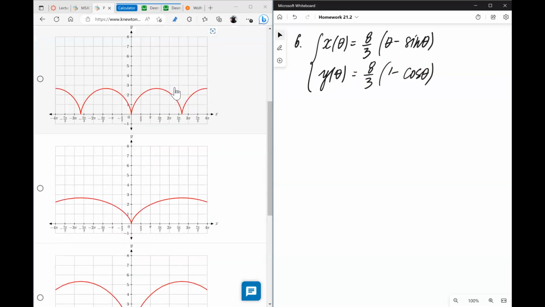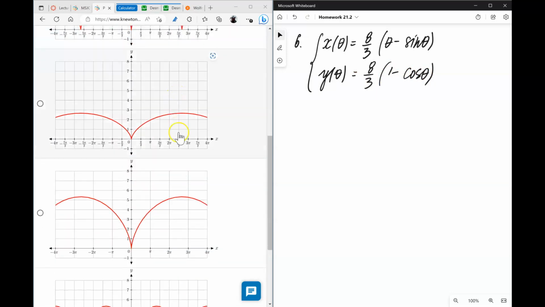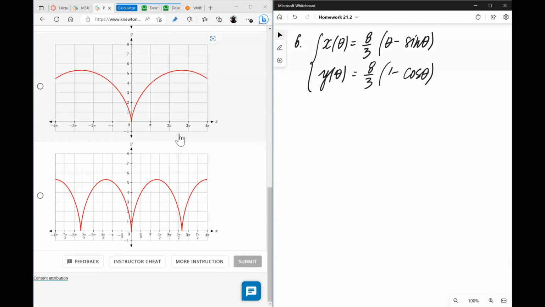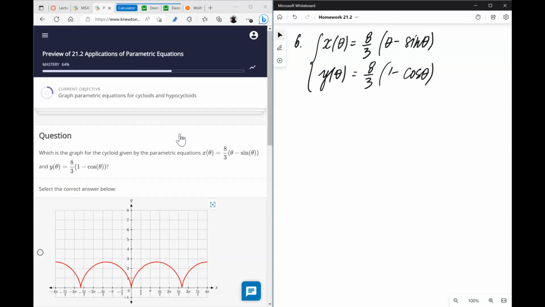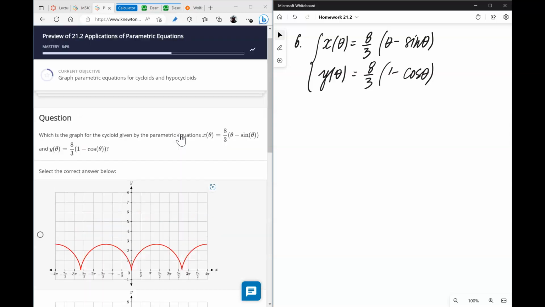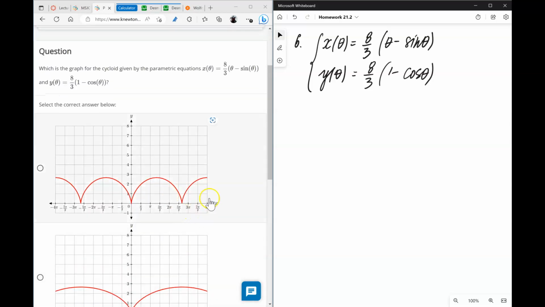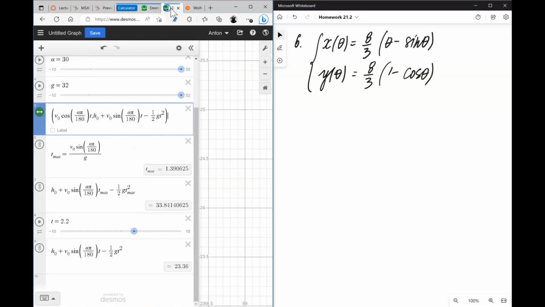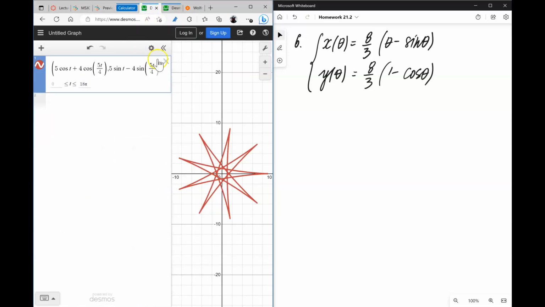So which one of them goes back at pi over 2? Hold on, am I missing something? Oh yeah, that's right, sorry. This is x and y coordinate. I think it would be better if we just graph it. And let's take a look.